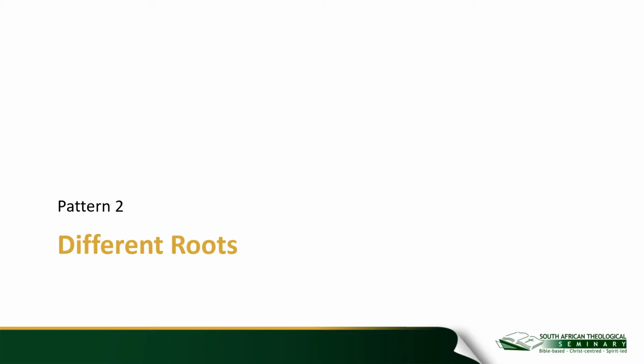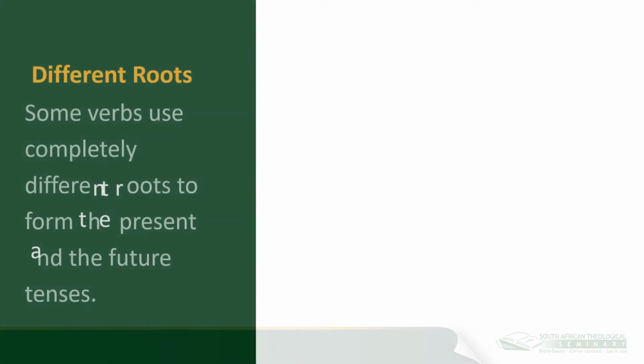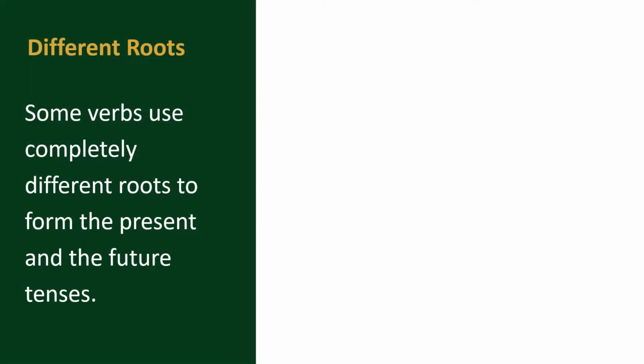Pattern 2, different roots. Pattern 2 futures are built on completely different roots. Yes, that's right. Some verbs use completely different roots to form the present and future tenses. Let's look at a few examples of those.